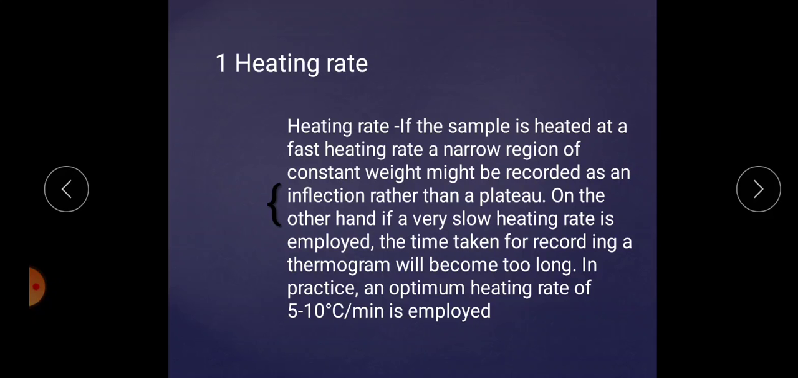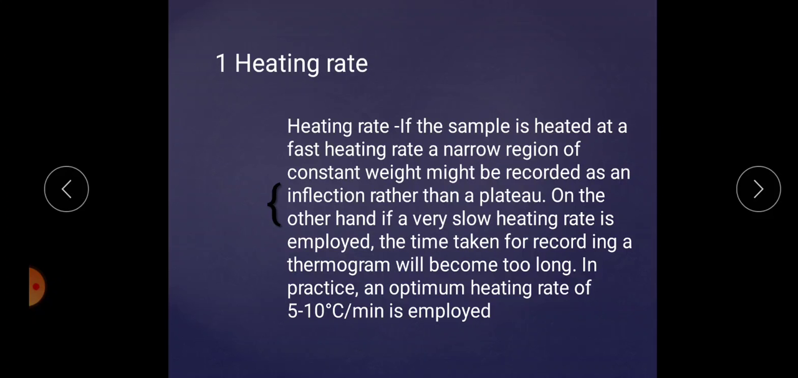For example, taking the same example, if you add the vegetables and turn the gas so low that they do not cook at all, then such a type of reaction is considered time consuming. So, on the other hand, if a very slow heating rate is employed, the time taken for recording a thermogram will become too long. Hence, in practice, generally 5 to 10 degrees Celsius.